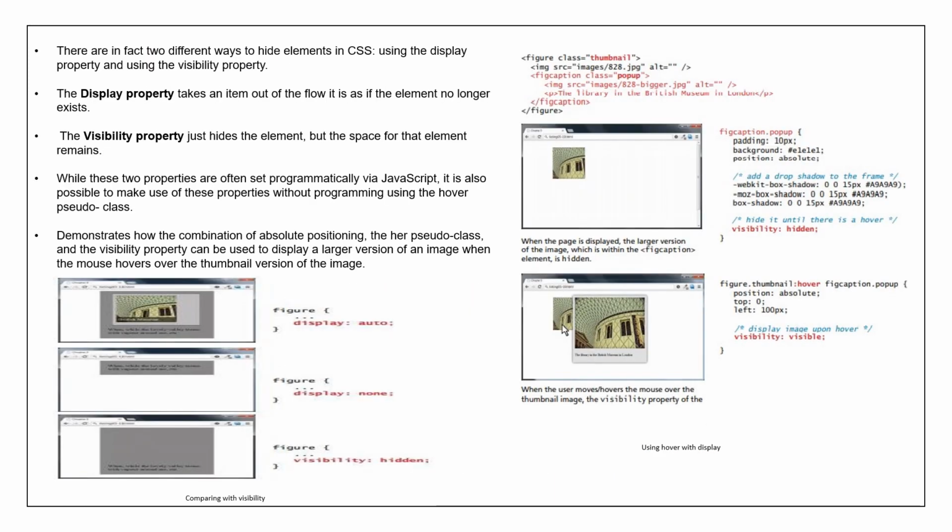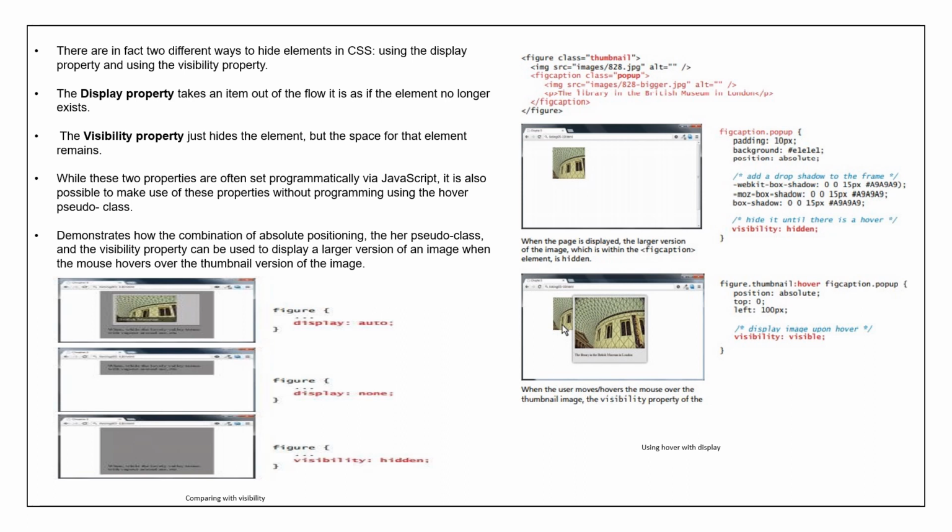There are, in fact, two different ways to hide elements in CSS. The first one is by using the display property, and the second one is using the visibility property. The display property takes an item out of the flow. It is as if the element no longer exists. The visibility property just hides the element, but the space for that element remains.